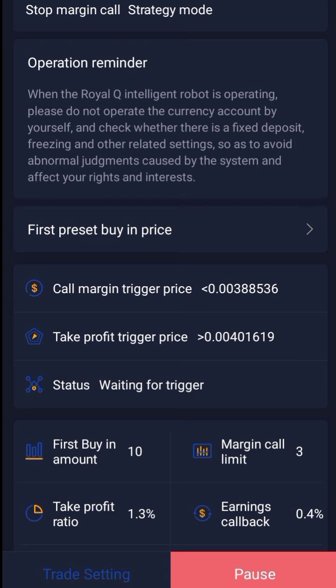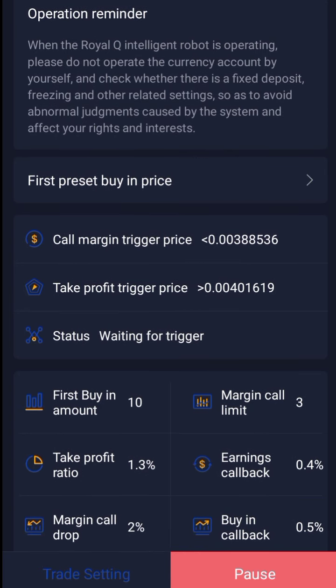It says call margin trigger price is what? When the price falls down to 0.003883536, it is going to buy again using the setup. Then the take profit trigger price is when the price of the coin, which is BTT, rises to 0.00401619, and then the status is waiting for trigger. What waiting for trigger means is that it's waiting for the price to reach either the call margin trigger price or the take profit trigger price.